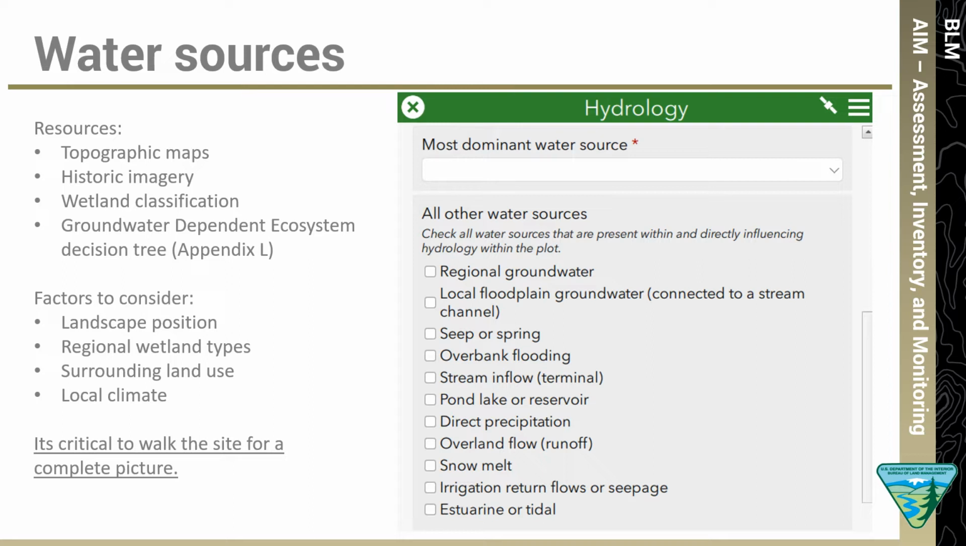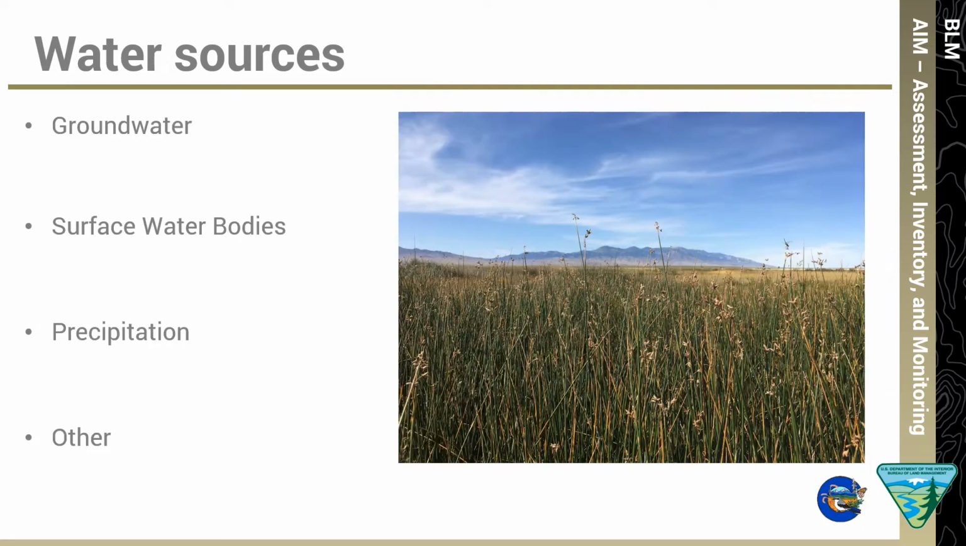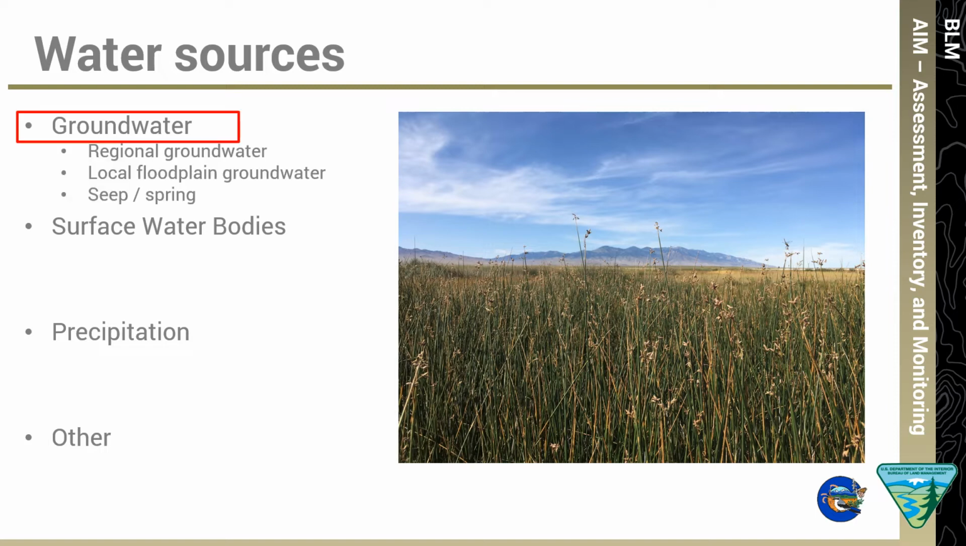Next, we'll go through the water sources a little bit more. Generally speaking, water sources can be categorized into groundwater, surface water body, and precipitation sources. We will now discuss and define each major water source that could influence a site. The first set of water sources all fall under the groundwater category. They include regional groundwater, local floodplain groundwater, and seeps and springs.